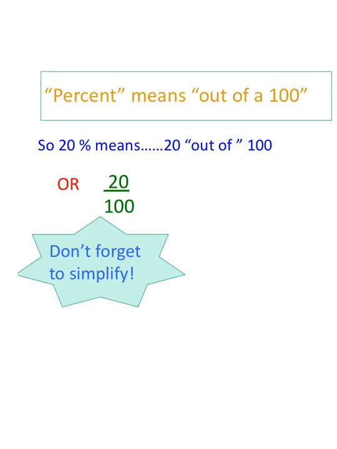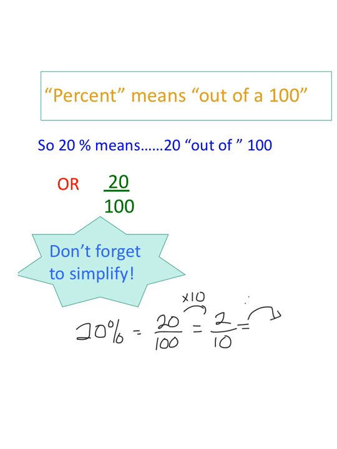20 over 100, but we shouldn't forget to simplify. So if I was to write this as an answer, I would say, well, 20% is 20 over 100, or 20 out of 100, cancelling down, which we always do if we have answers to be in a fraction. Divide both by 10 would first of all give me 2 tenths, and we can simplify further, divide both numerator and denominator by 2 to give 1/5.